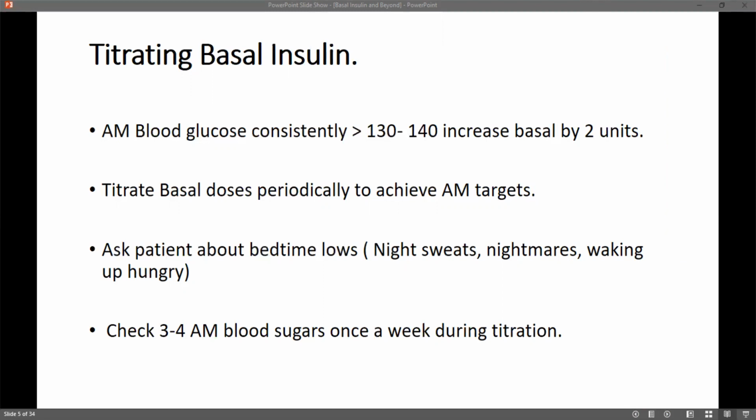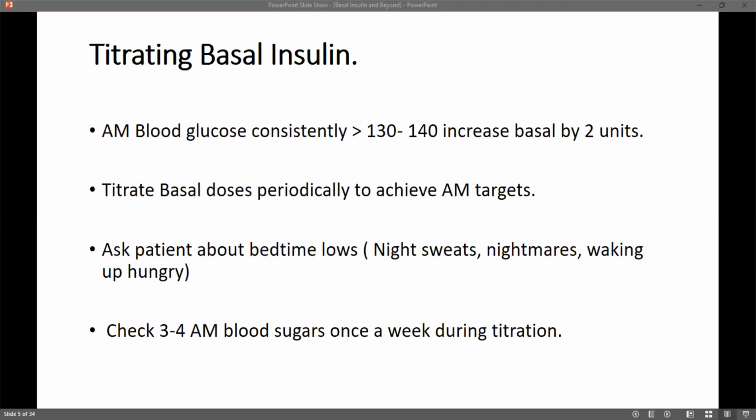So I think that's the first thing we should do, and whenever we start basal insulin, the patient needs to be educated about it. We should also tell them we titrate to achieve our targets, and monitor for symptoms of any nocturnal hypoglycemia, any low blood sugars, early morning low blood sugars.